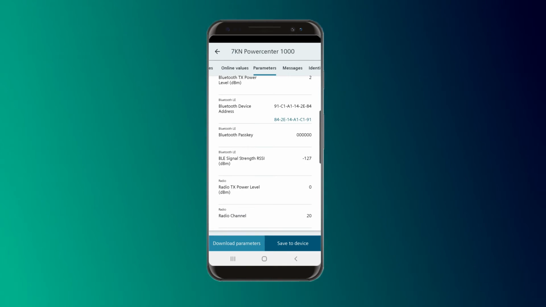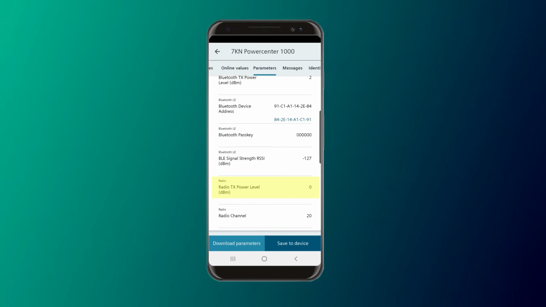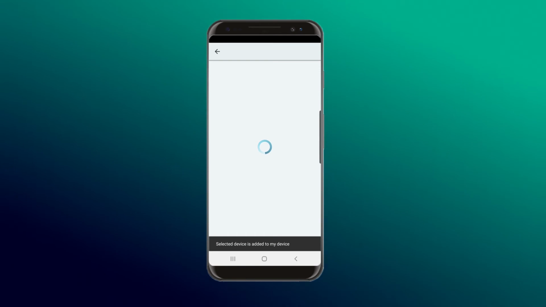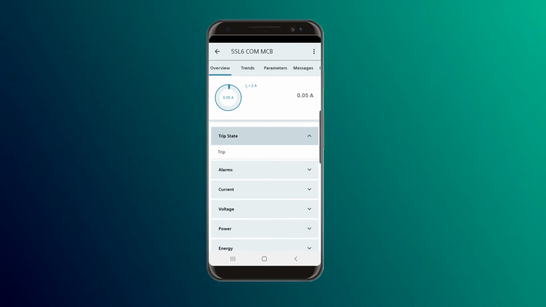The RF transmit power can also be set in all SENTRON COM devices. It is important that the same changes are made in all the devices in the system.